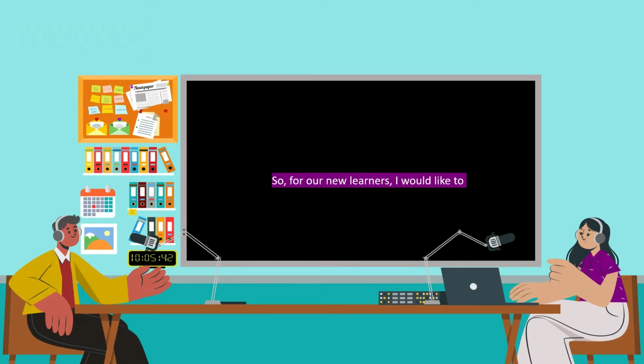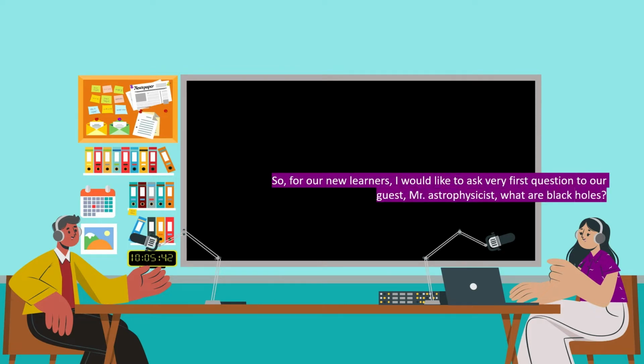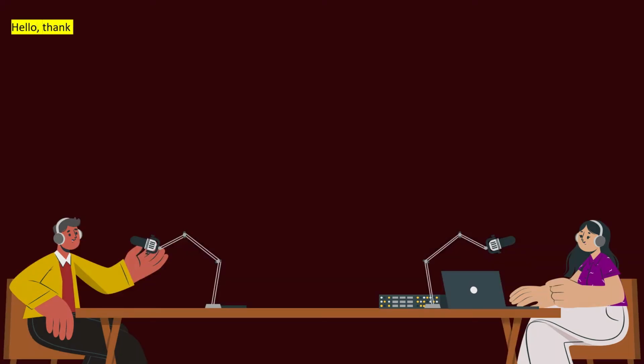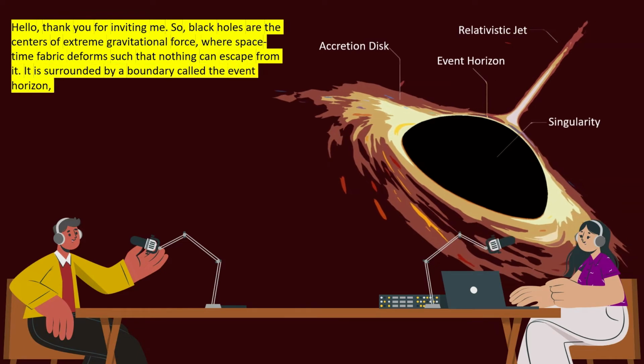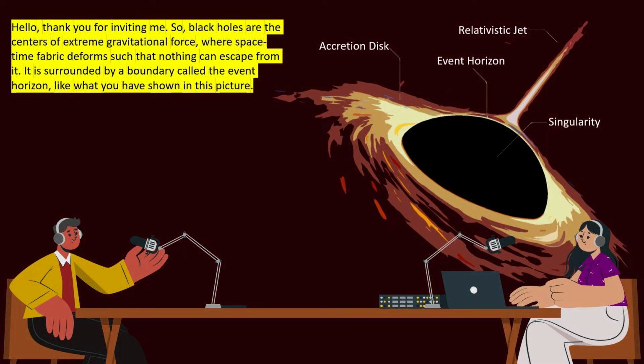So, for our new learners, I would like to ask the very first question to our guest, Mr. Astrophysicist, what are black holes? Hello, thank you for inviting me. So, black holes are the centers of extreme gravitational force, where the spacetime fabric deforms such that nothing can escape from it. It is surrounded by a boundary called the event horizon, like what you have shown in this picture.